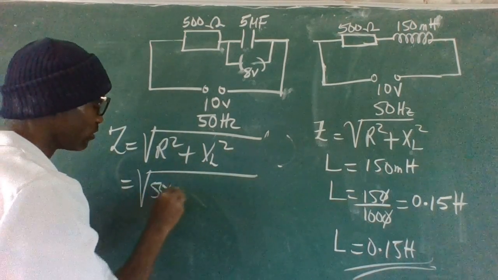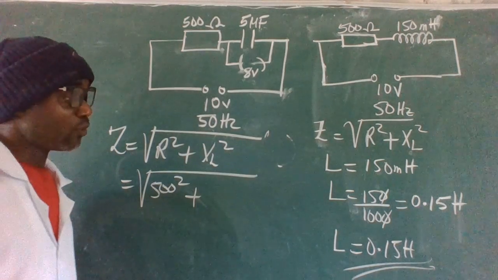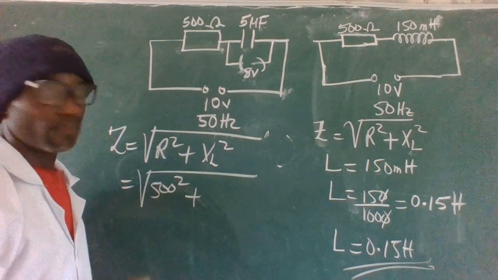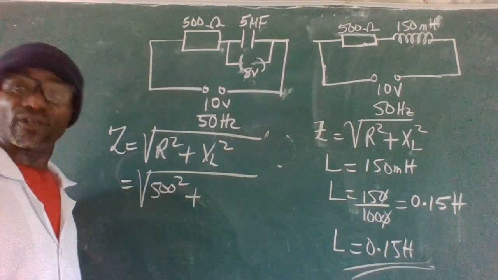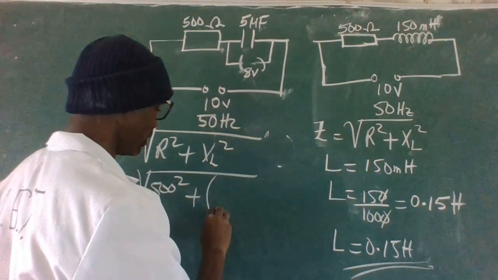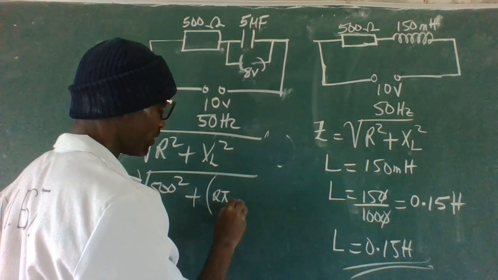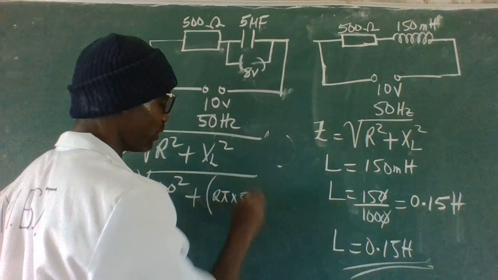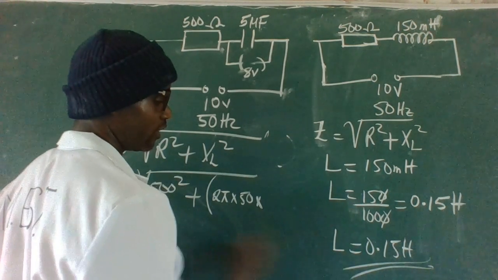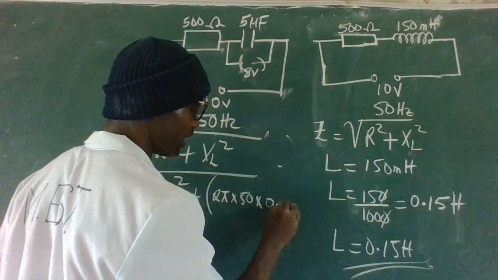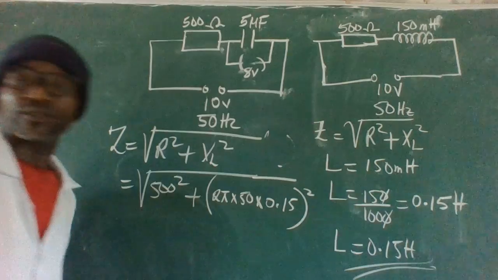we have 500 squared, right? Yes, sir. And then for inductive reactance, we have 0.15 squared. No, that's the value of the inductor, right? So we need to do this. Inductive reactance is 2 pi times frequency 50, are you with me? Times the inductor itself, which is 0.15 Henry, all squared.